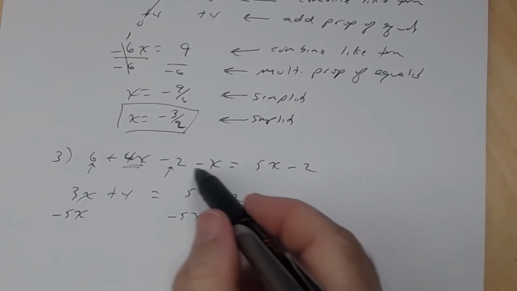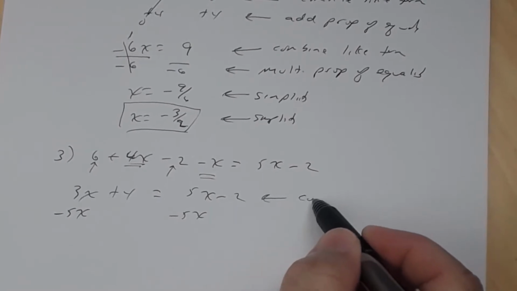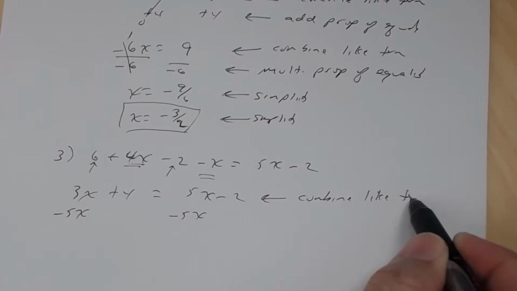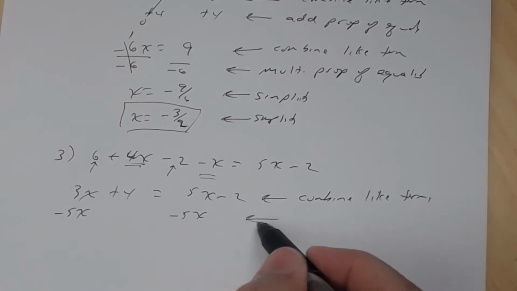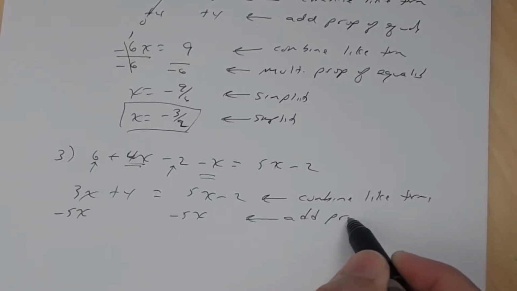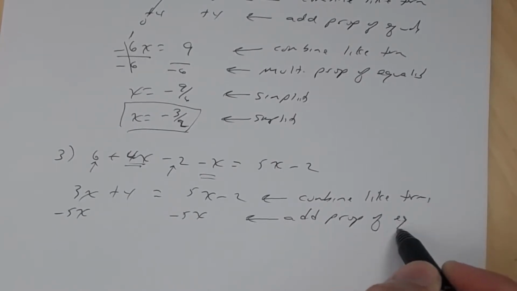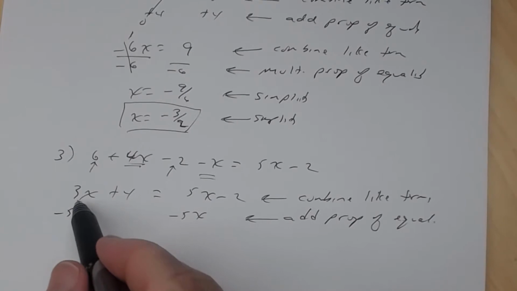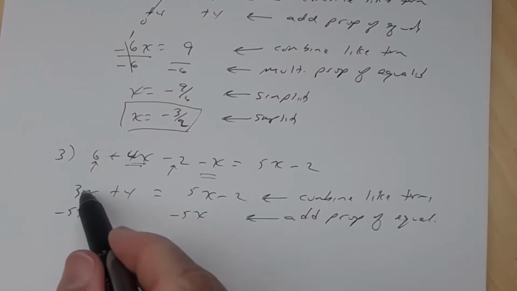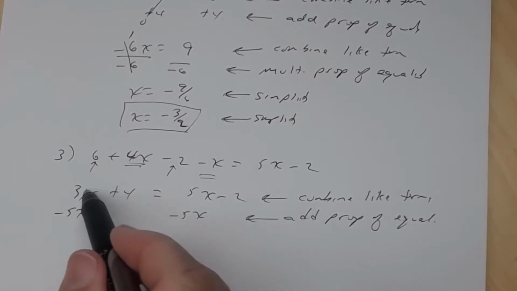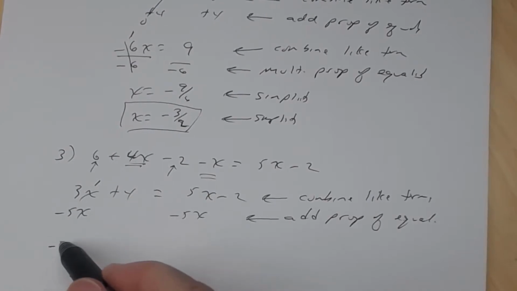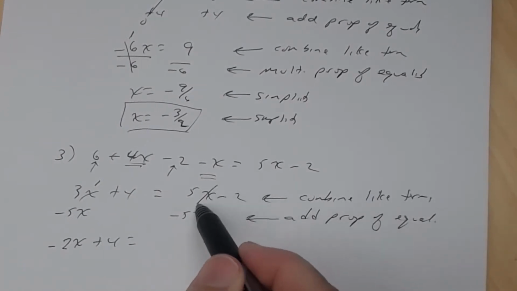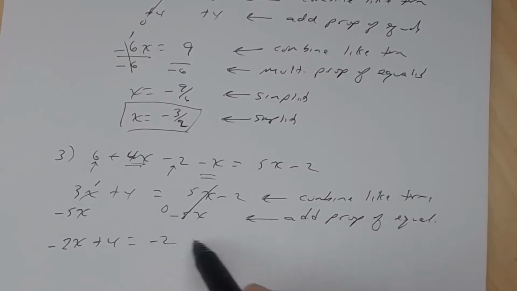Okay, so remember, to get from here to here, I combine like terms. And then the next thing I'm going to do is use the addition property of equality. Again, once I use the addition property of equality, the next step is to combine like terms. All right, so here we go. This is what it looks like. A positive 3x and a negative 5x is a negative 2x plus 4 equal 5x minus 5x is 0. I'm left with negative 2.